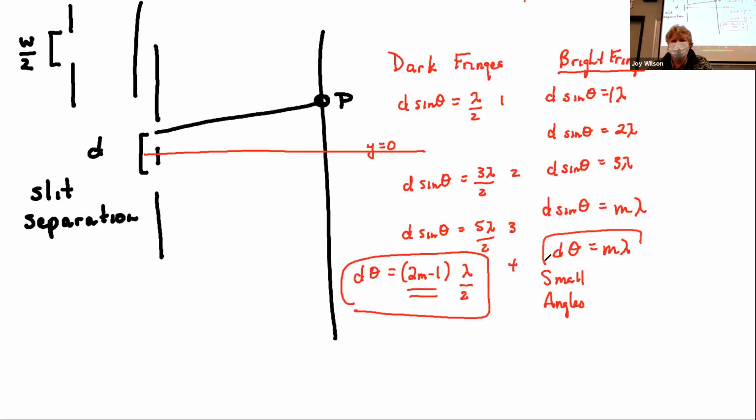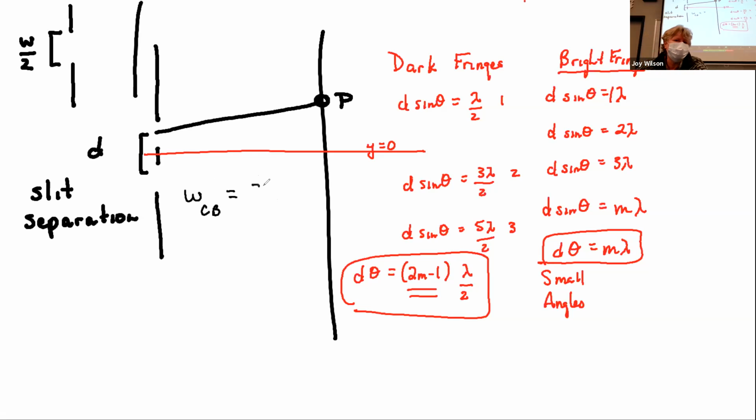So here's our bright and our dark formulas. So what happens to the central bright now? Because that's another thing they like to ask about. What is the width of the CB? What's the width of the central bright?